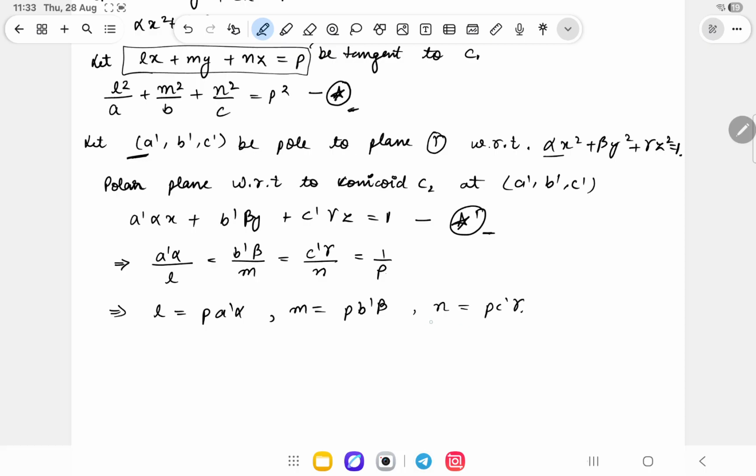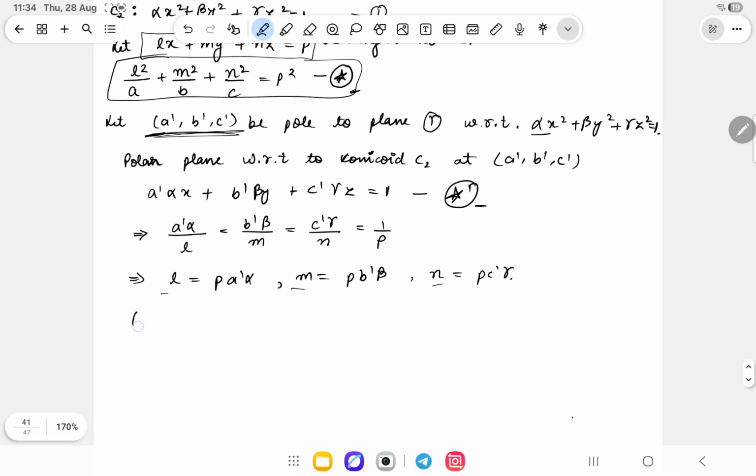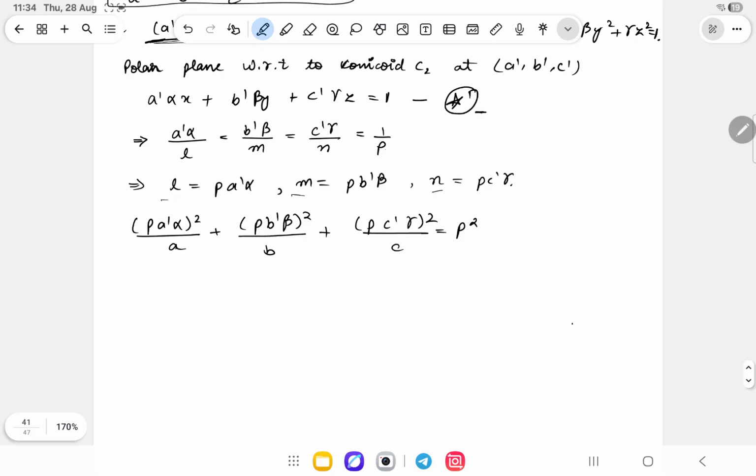Now I can just use these l, m and n in this star equation to get the locus of the pole, that is a dash, b dash and c dash. So if I do so, I'll get p a dash alpha square by a plus p b dash beta square by b plus p c dash gamma square by c is equals to p square. So if I simplify it, I'll get a dash square alpha square by a plus b dash square beta square by b plus c dash square gamma square by c is equals to 1.